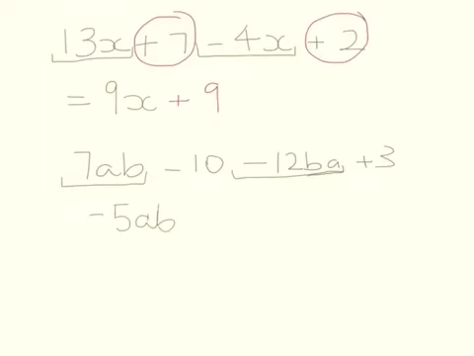I can write BA, but AB's alphabetical, so maybe I'll choose that way. Then what's left over? I've got a minus 10 and a plus 3. I've got a negative 10, I have to come up 3, I end up at minus 7. So that expression simplifies to minus 5AB, take away 7.